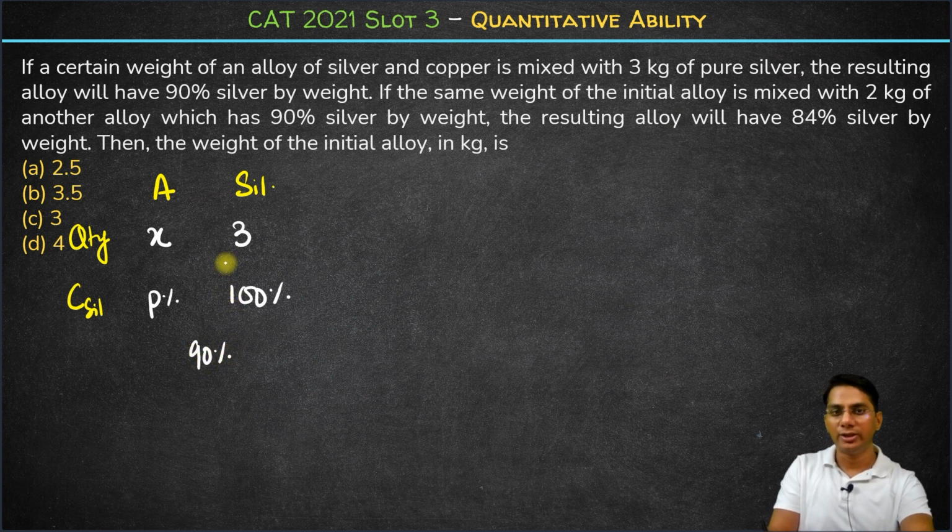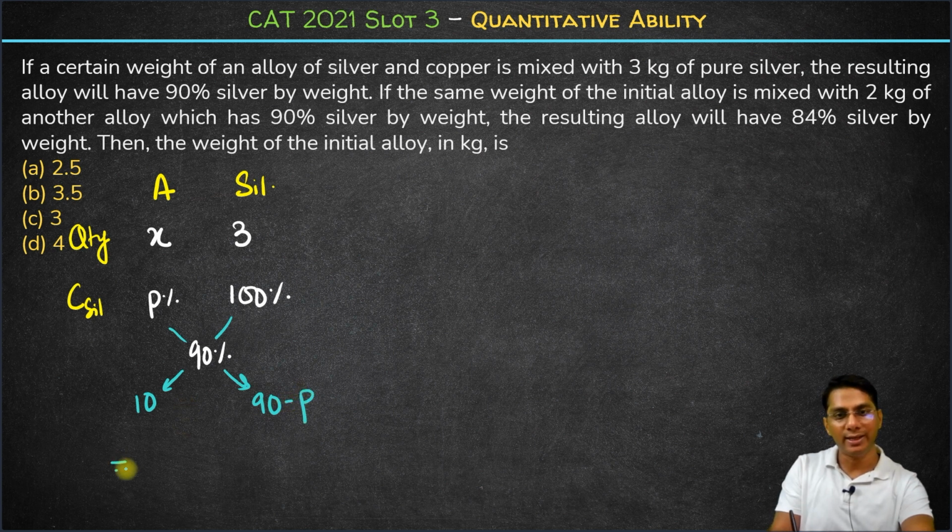So we can use alligation over here. Using alligation, now obviously P has to be less than 100. That's why the concentration is reducing, right? So if P is less than 100, 90 should be between P and 100, as in 90 will be greater than P but less than 100. So using alligation, this becomes 10 and this becomes 90 minus P. 90 is going to be greater than P, right? P is less than 100, hence 90 should be greater than P but less than 100. So this will be 90 minus P.